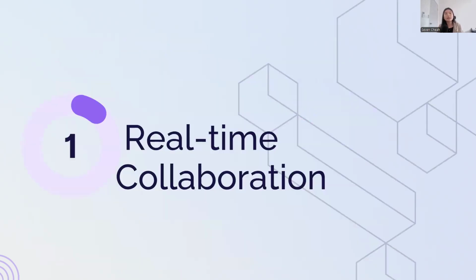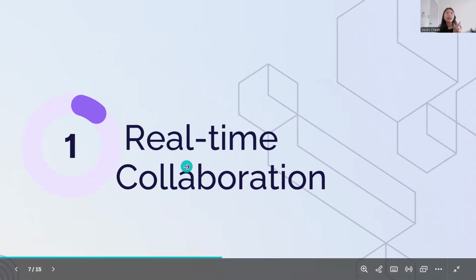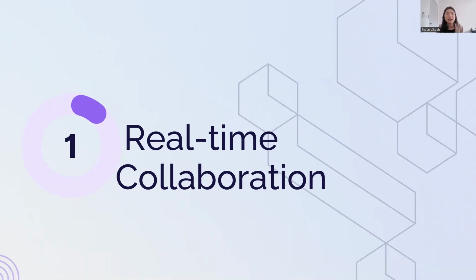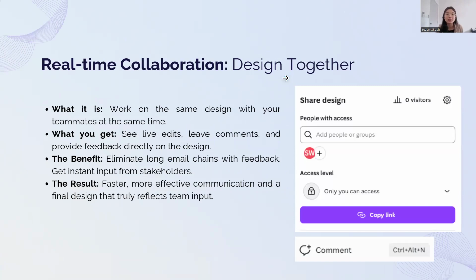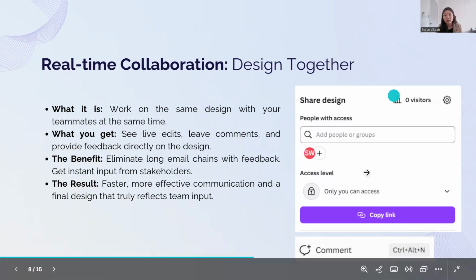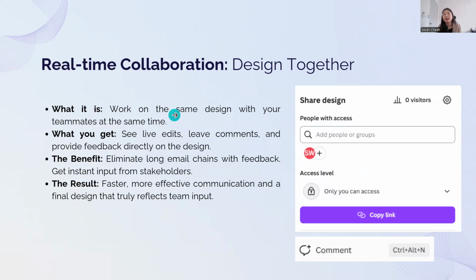The first tip is when you're using Canva. So this is a presentation slide. Canva has one thing I really appreciate, which is real-time collaboration. So what is real-time collaboration? It means that we can actually design together with my teammates in the same design. For example, what you see now, you can invite different people to join this design, and they can view, edit, or comment in the same design.